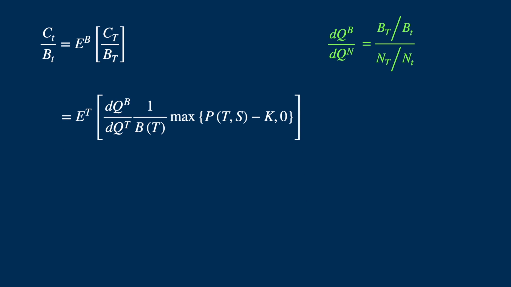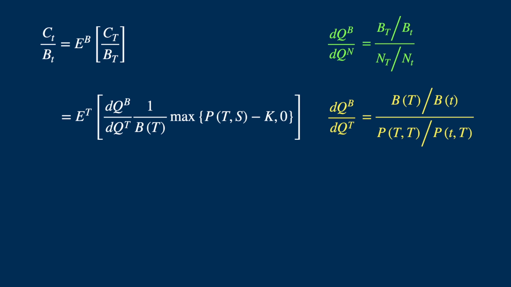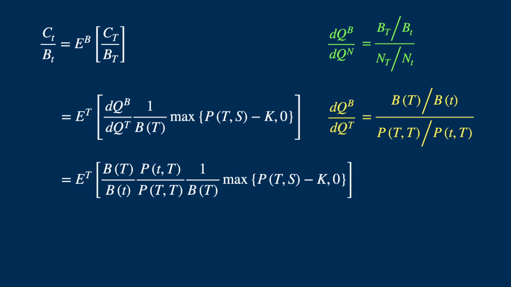Now we need to write this Radon-Nikodym in terms of the asset prices. We have the identity. We just need to replace the asset N by the zero coupon of maturity capital T. And in the numerator, we have also moved the T from the subscript to the arguments to align it with what we have in the denominator.